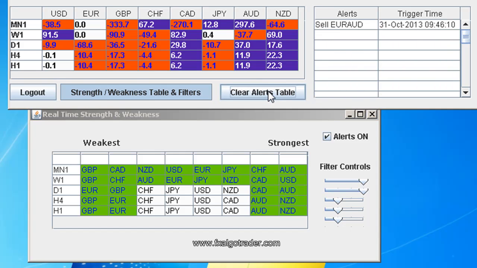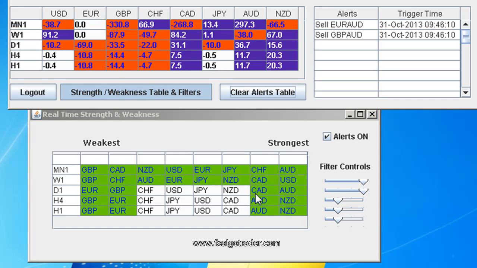I'm just going to clear my alert table now. And so really what I've done here is I've said, okay, I'm interested in the strongest two currencies on the hourly, 4 hourly and daily, i.e. these ones. These are the strongest two currencies across each time frame. And I'm also interested in the weakest two currencies. And if you get any currency pairs which fall into this criteria, they will then be displayed in this alerts table up here with a trigger time.